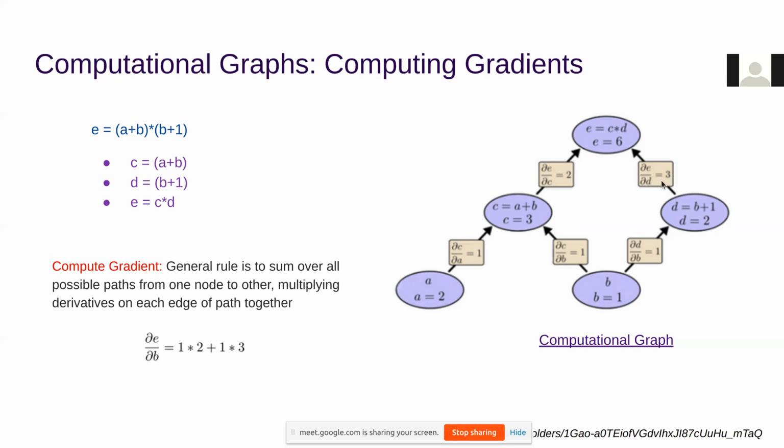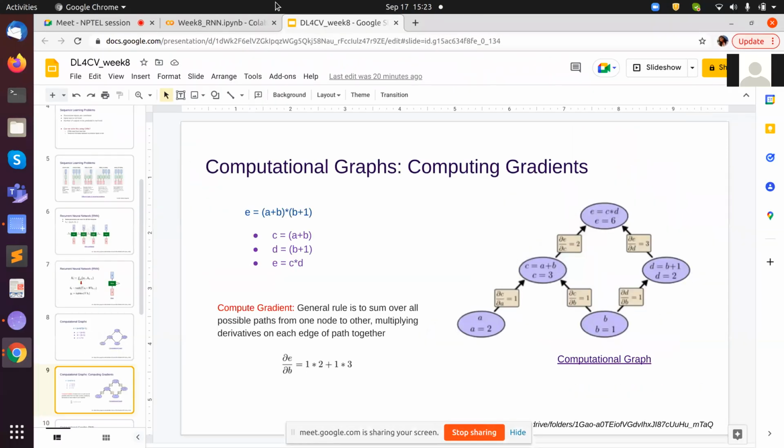Remember, this 2 and 3 is there because the value of D is 2 and the value of C is 3. So that's why we have 2 and 3 here. And delta C by delta A here was nothing but 1, and so on. Okay. So now we have computed the gradient for each edge in this graph. So to get the gradient of E with respect to the variables A and B, these gradients computed for each edge have to be merged.